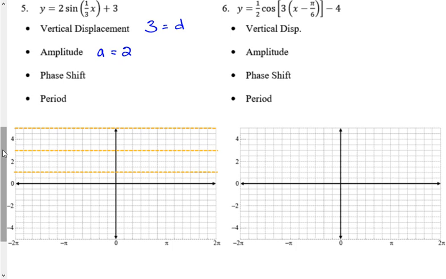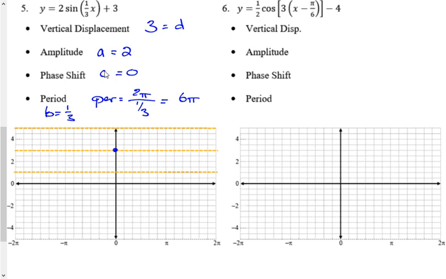next my phase shift. Phase shift is my c value, which is 0, which means the starting point for my sine function is on the center line where it intersects with the y-axis. Then I figure out the period. So my b value is 1/3. So my period is 2 pi over 1/3, which is 6 pi.